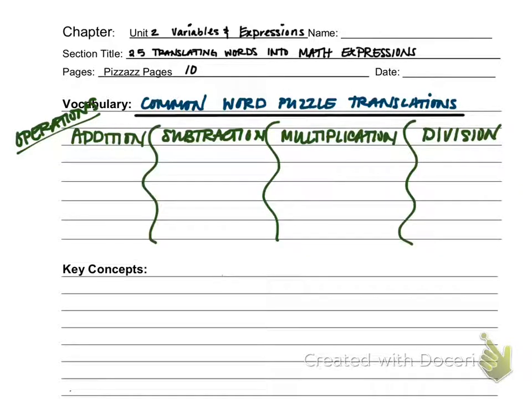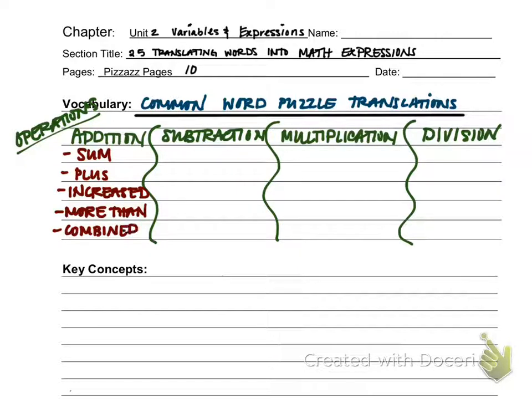word translations. Of these, we're going to add in some fairly frequently used words that mean addition, subtraction, multiplication, and division. So let's start with the addition. Here we go with sum, plus, increased, more than, and combined. These 5 words are not the only 5 words, and there is a word note sheet that we'll hand out in class that is a graphic organizer to help you with these.